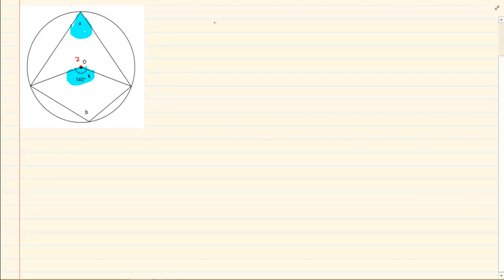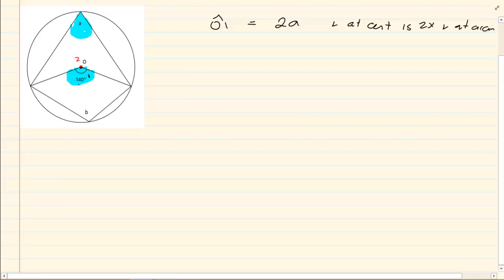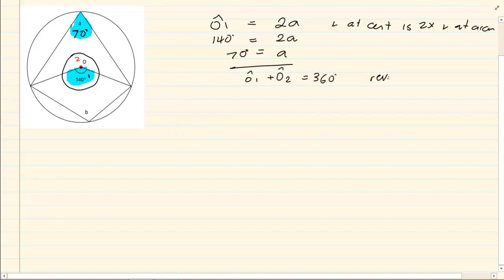So in this case, we've got that O1 would equal to 2 of A. Why? Angle at center is 2 times angle at circumference. If O1 is 140 degrees, then we have that A is going to equal to 70 degrees. Now, how can we calculate B? From your previous work, and this is grade 8 work, you can see angle around a point. Now, what do we know about angle around a point? O1 plus O2 is equal to 360 degrees. It's what you would have called a revolution, or you can say angles around a point.